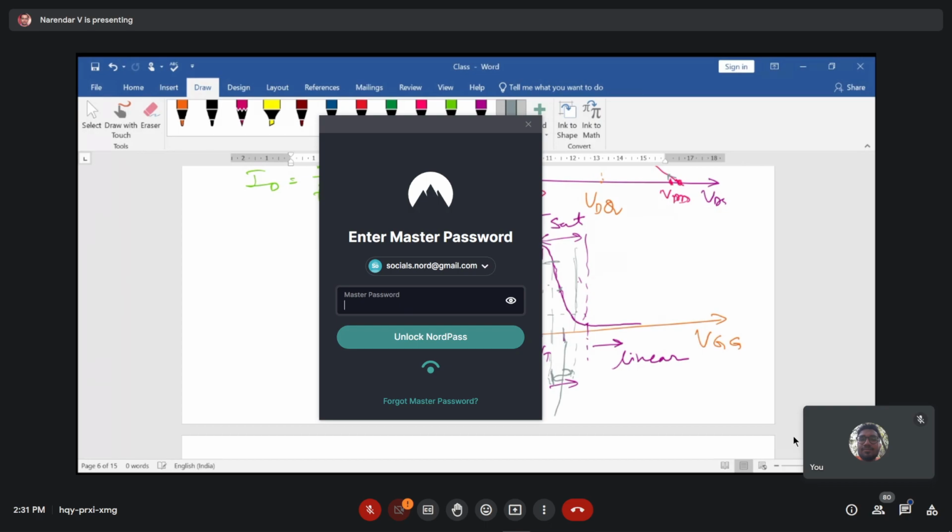So here the signal is smaller in magnitude because it is operating in the saturation region of operation, and there is a maximum current that you can see which is going to be amplified, and this is because the transistor is operating in the saturation region of operation.